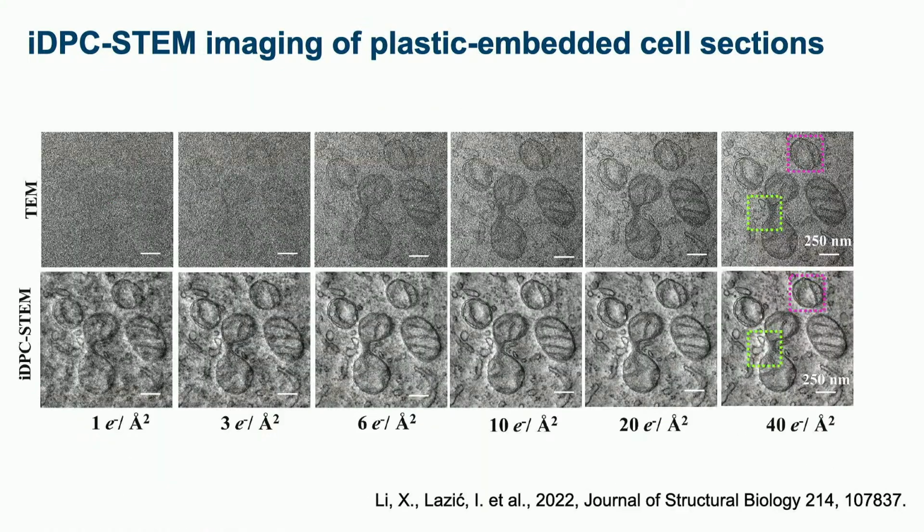This is another example of the work applied. This was also done with Ivan Lajic, but in Beijing at the Academy of Biophysics, in Fei Sun's lab. They looked at plastic embedded sections of cells, and this is what a typical dose series would look like. At very low doses you would barely have any contrast. In the case of this IDPC STEM, you already at very low doses obtain significantly improved visual contrast, at least.